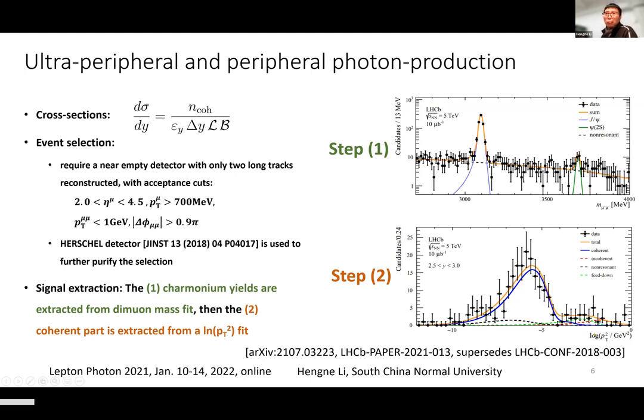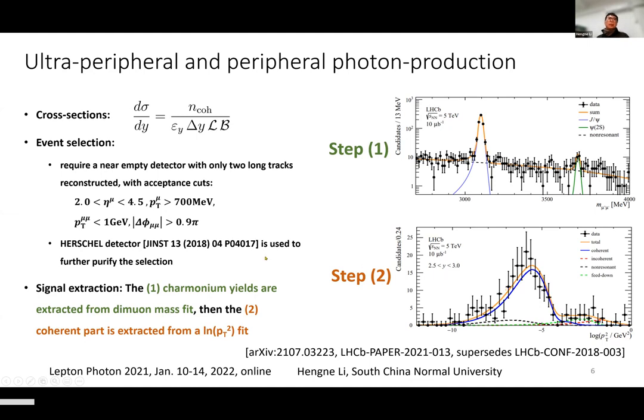In this step, we use the log pT squared. We just zoom in on this pT region, so we select a very small pT part, which is the coherent production. This pT range is basically inversely proportional to the radius of the lead nucleus.